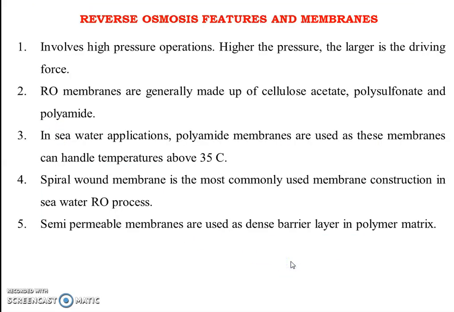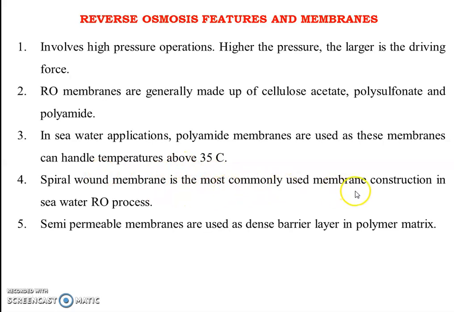So what are the features and the membrane materials which are used in the reverse osmosis process? This RO process involves high pressure operations. That means the higher the pressure, the larger the driving force. The membranes used in the manufacture of RO units are cellulose acetate, polysulfonate and polyamide. In seawater applications, polyamide membranes are used because these membranes can handle temperatures above 35 degrees Celsius.